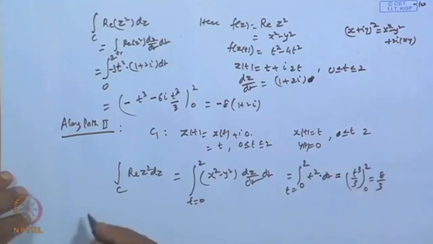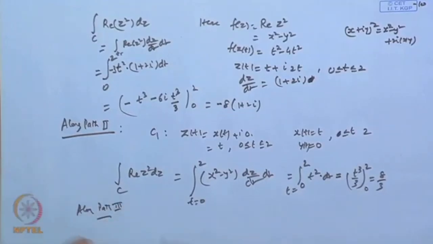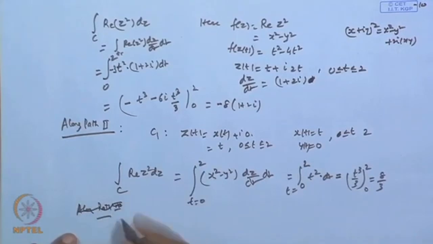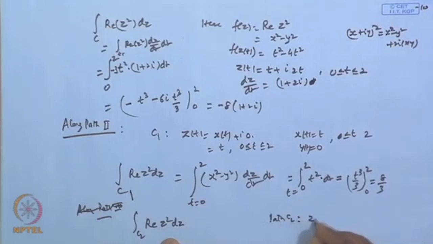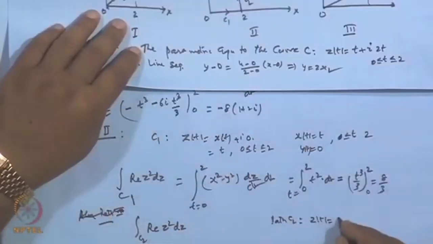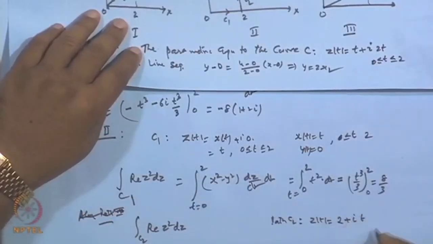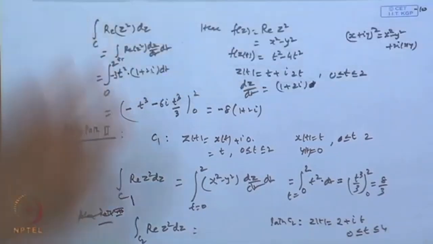Then, along C2, we compute. For C2, the x coordinate is always 2 and y is changing, so it can be written as z equals 2 plus i t, where t varies from 0 to 4. Then compute this, and similarly we get the result for the other.